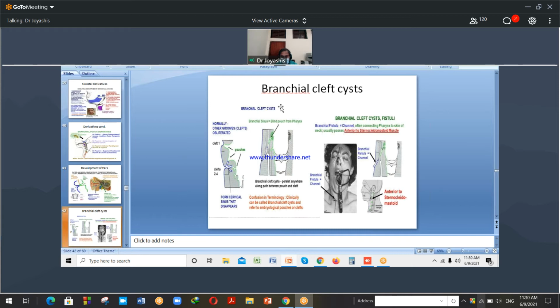According to the along the pathways of the brachial arches. These are known as brachial cleft cyst or brachial cyst. The brachial cleft cyst or fistulae. These are the channels often connecting pharynx to skin of the neck. Brachial fistula usually passes anterior to the sternocleidomastoid muscles.